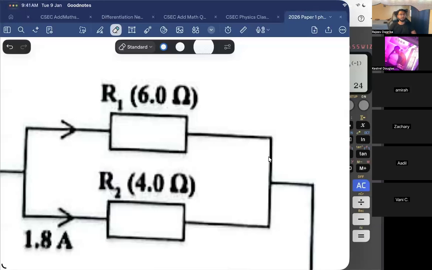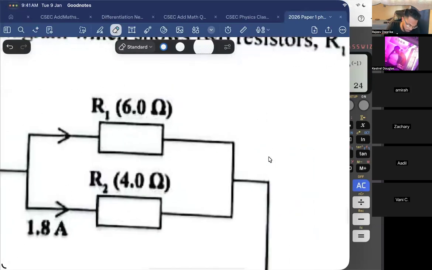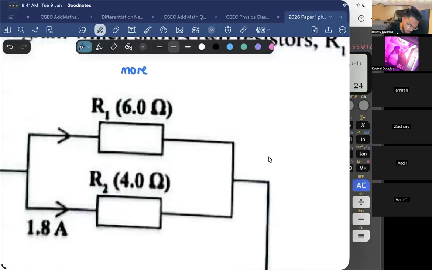6 ohms. Okay, where do you think more current will pass through? The 4 ohms. Kestrel, Amira, Adil, Vani, do you all agree? Yes, sir. So all you understand that more current will go through the what? R2. R2, the smaller resistor, right? Yes, sir. More current will flow through the what? Smaller resistor.